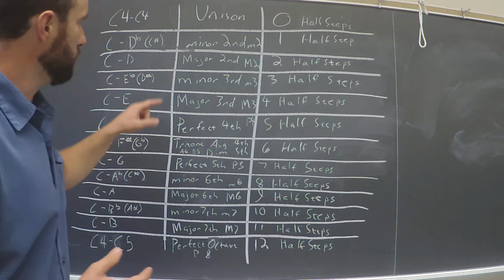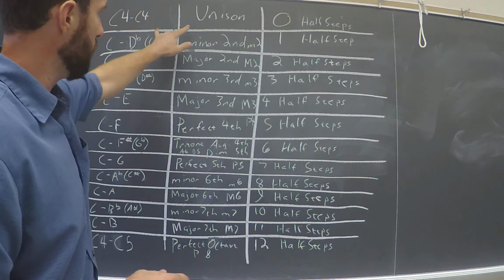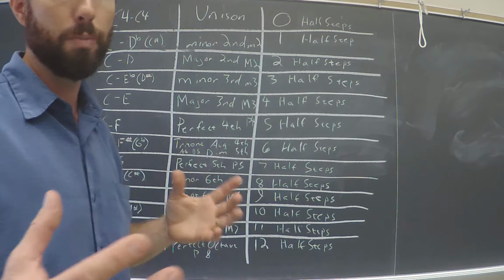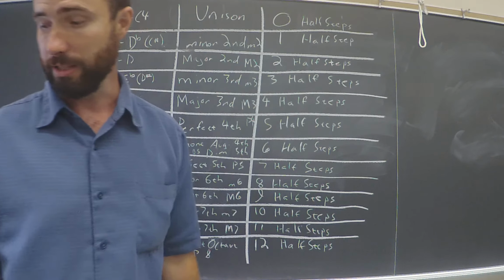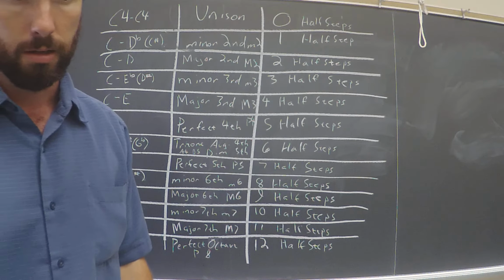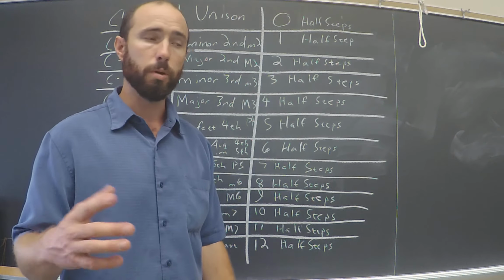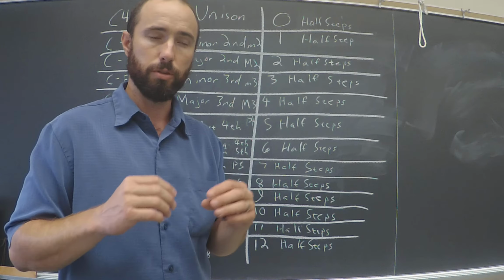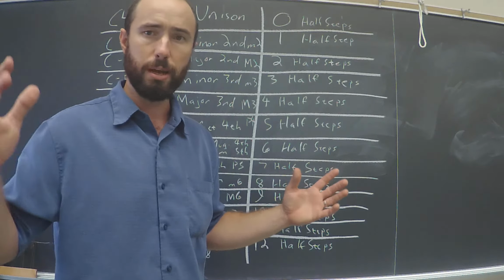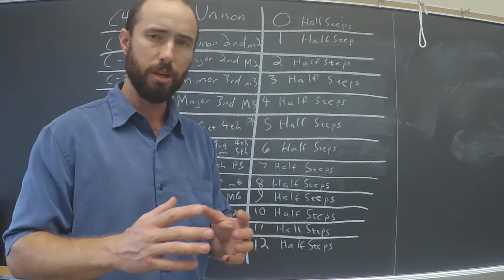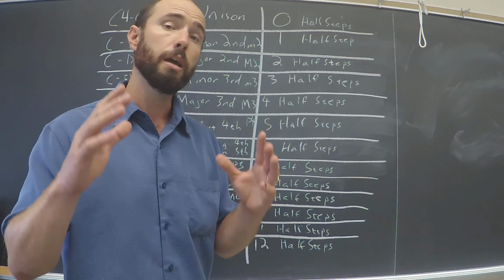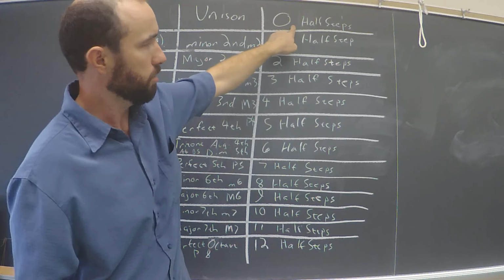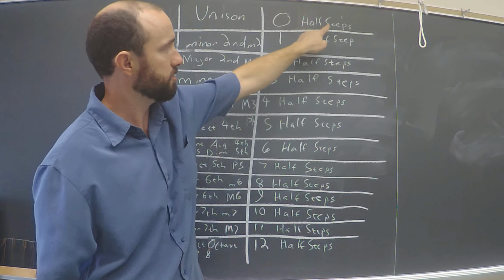Our first interval is actually no distance between it at all. It's two people playing a C4. Imagine that we had two pianos and both of them played this pitch. That's a middle C, C4. Well, that would be called playing a unison interval. There's no space between it. There's no steps, there's no half steps, no whole steps, no other kind of interval between it. It's just a unison, and notice here it says 0 half steps.